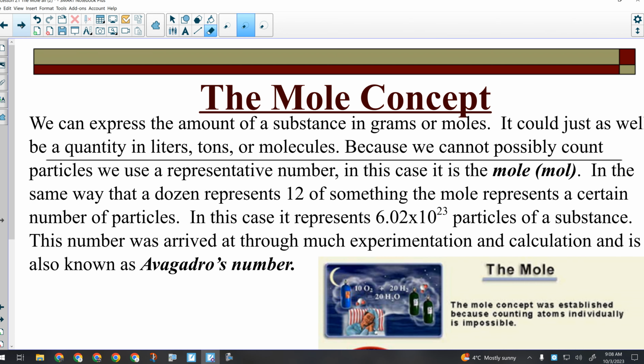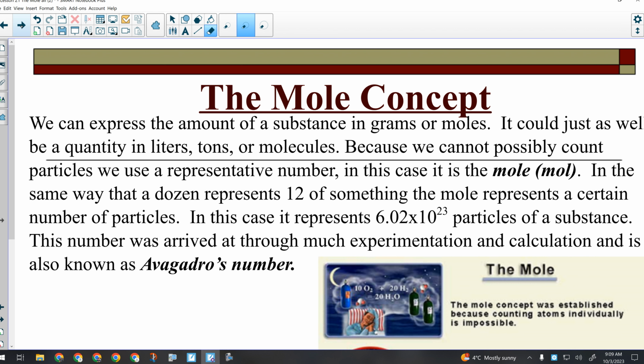So, we can express the amount of things in lots of different ways. We can say we have this many grams, so we can use mass. We can use volume, we have this many liters. Or we can use moles. Moles tells us probably a bit more accurately the number of particles of that particular material.